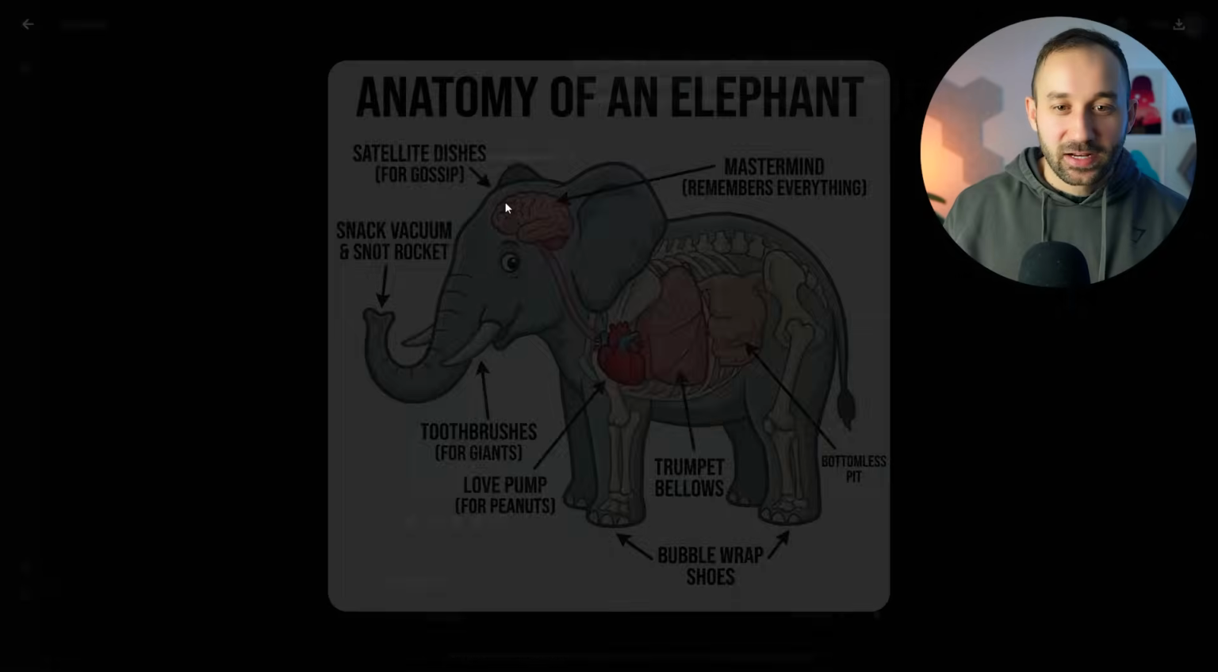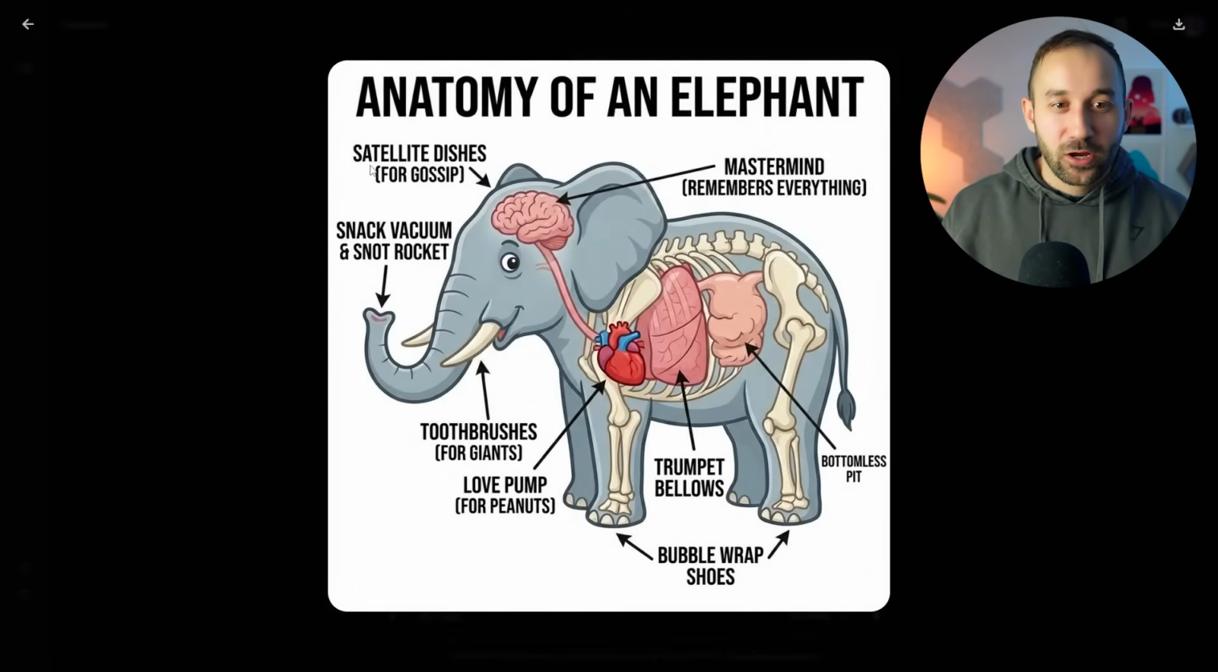And there we have it, anatomy of an elephant. The heading is right. We've got satellite dishes for gossip, okay, that is the big ears, I guess. And we've got snack vacuum and snot rocket, okay, that's pretty good. Toothbrushes for giants, don't think that's necessarily funny. We've got the love pump for peanuts, don't get that either, maybe that's just me. Trumpet, bellows, bubble wrap shoes, bottomless for the stomach, that's pretty good to be honest. Mastermind remembers everything, okay, not bad to be honest.